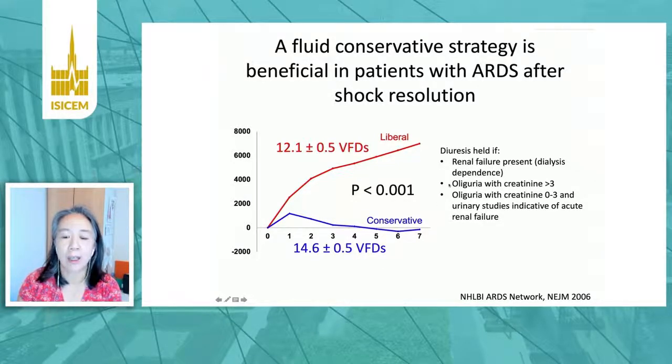However, one of the challenges to the interpretation of this study in our patients with renal failure is that per protocol, diuresis was held if renal failure was present. This was defined as either dialysis dependence, oliguria with a creatinine greater than 3 milligrams per deciliter, or oliguria with a creatinine between 0 and 3 milligrams per deciliter, with urinary studies indicative of acute renal failure, but with relatively little guidance as to what would constitute such urinary studies.